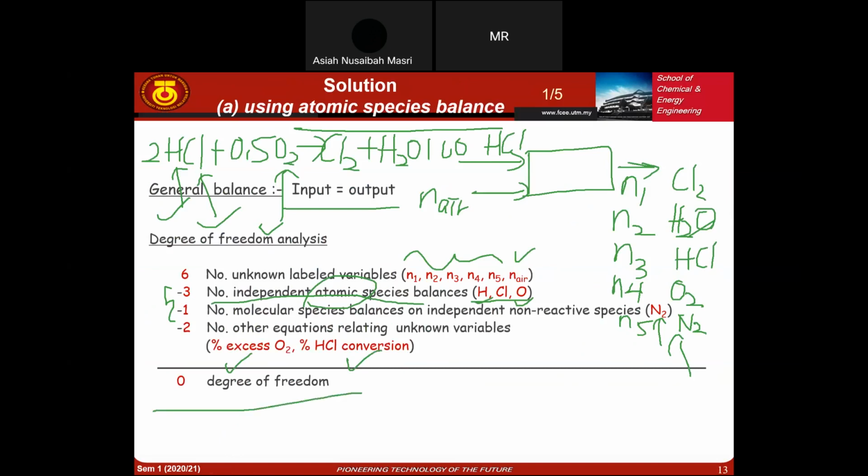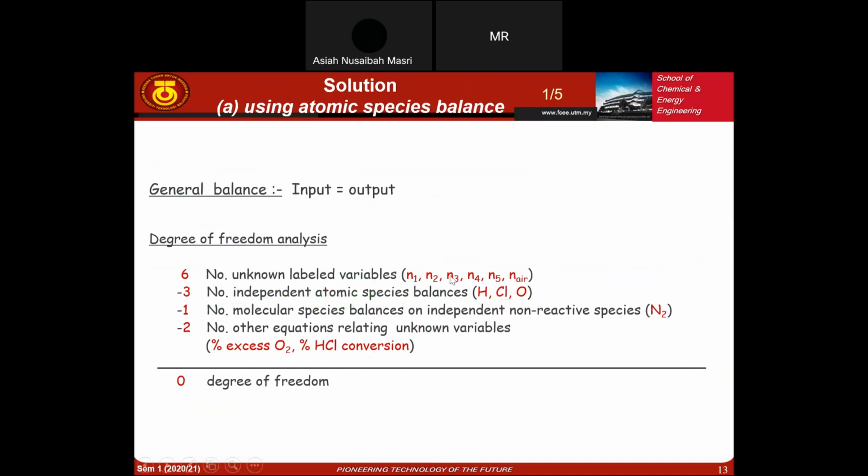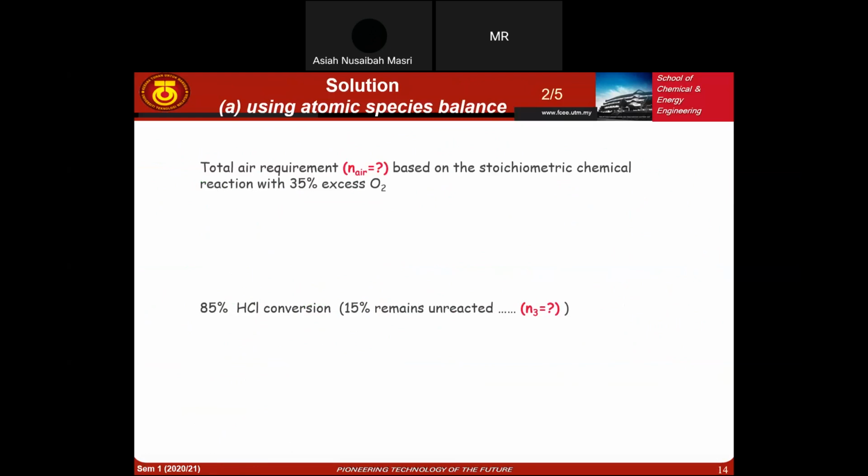So with 0 degrees of freedom, the problem can be solved and you don't have to create a new value for the basis. You can simply choose the value in the flowchart. Okay, so now let's solve it using the atomic species balance.